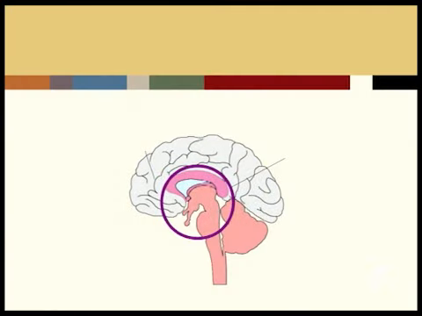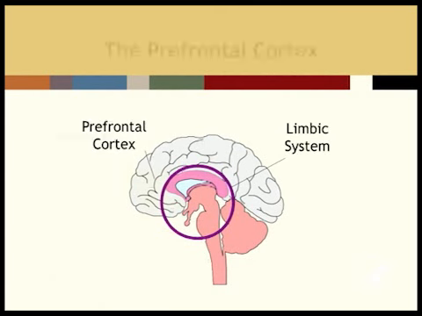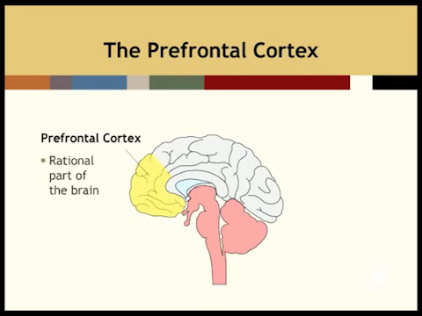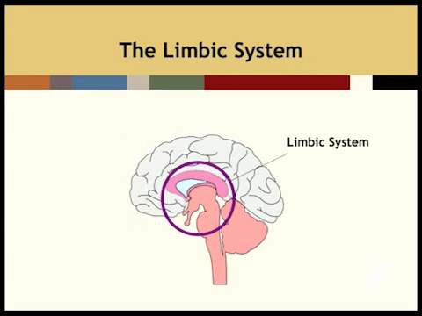The development of addiction involves two different areas of the brain, the prefrontal cortex and the limbic system. The prefrontal cortex is the rational part of the brain, the decision maker. The prefrontal cortex directs behavior and evaluates the pluses and minuses of situations.